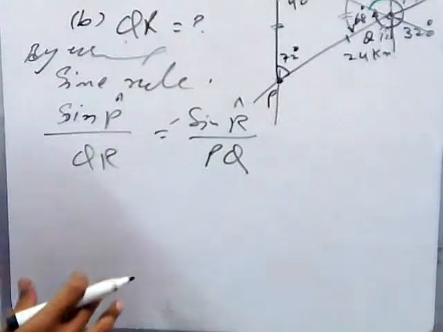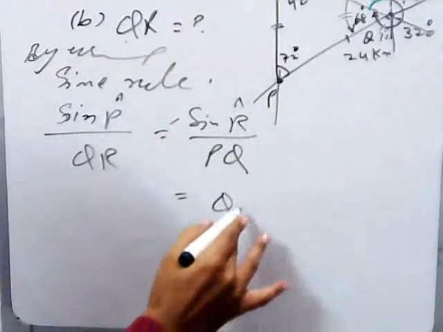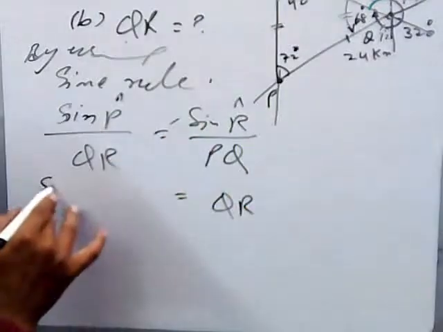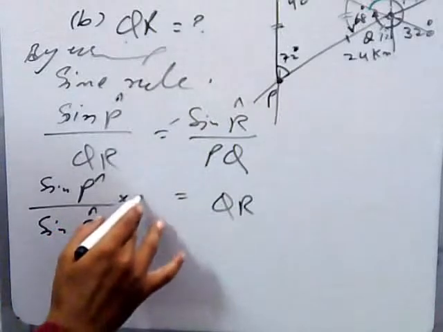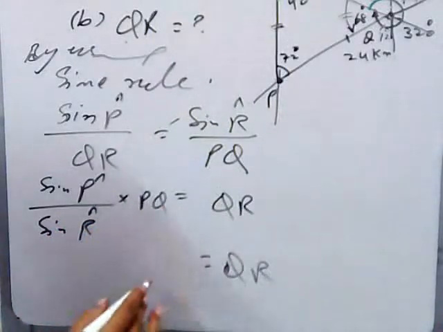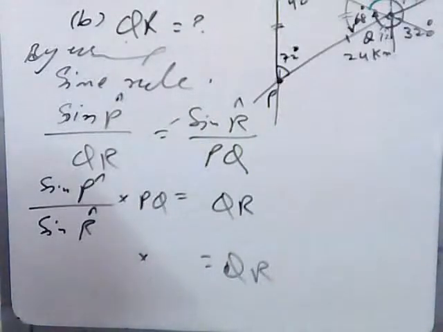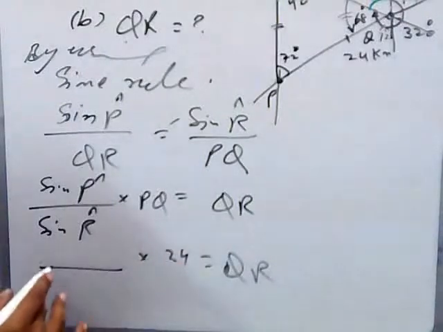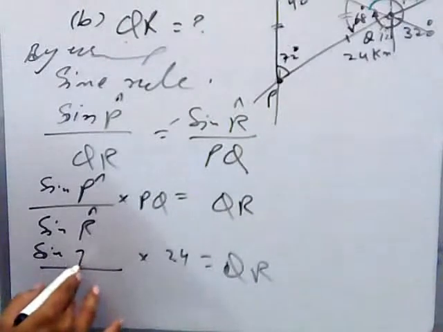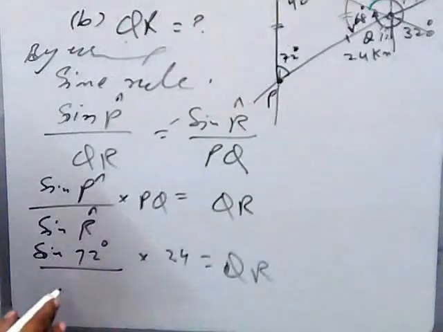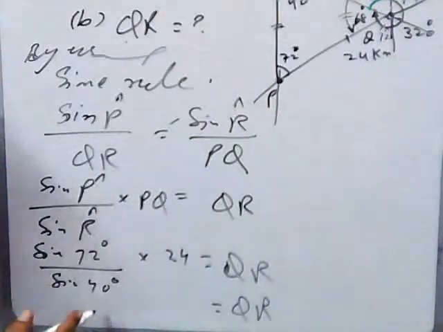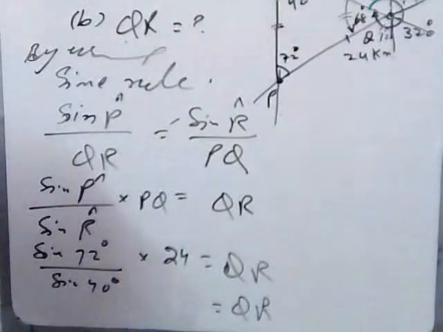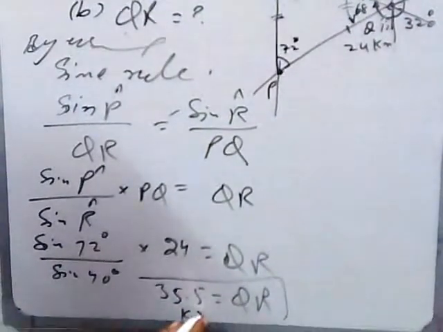Putting in the values, we need QR, so by cross multiplication, QR is equal to sine P divided by sine R, multiplied by the value of PQ. PQ is 24, sine P is sine 72 degrees, and sine R is sine 40 degrees. Using the calculator, sine 72 divided by sine 40 multiplied by 24 gives a result equal to 35.5 kilometers. So that is your required result.